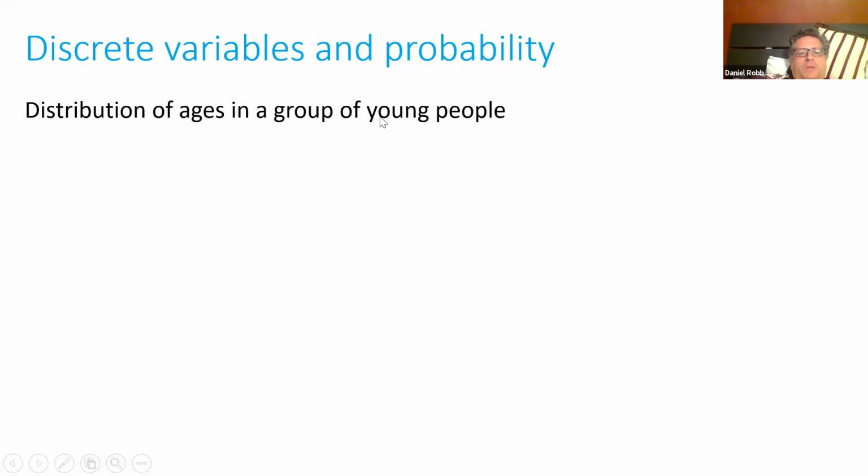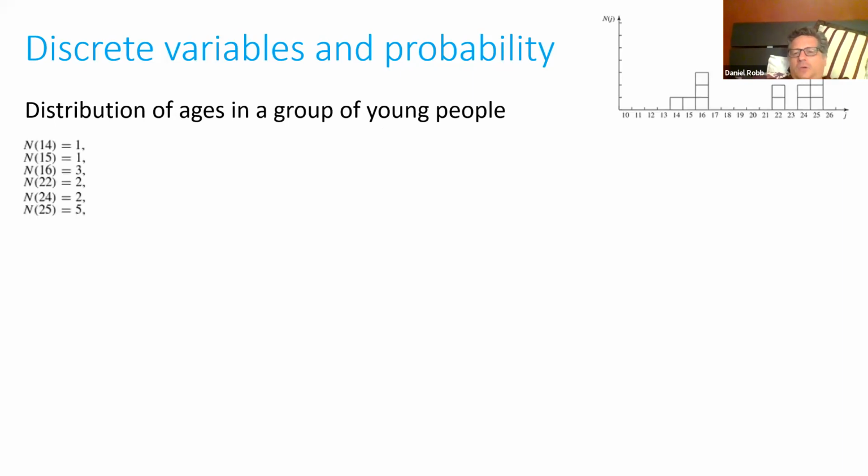So let's say we have a group of young people, like, you're a quantum mechanics class, for example. You guys are all young people. And of course, there's some younger people here. We don't have any 14-year-olds, but anyway, these are roughly your ages. So this is the distribution of ages in a group of young people. We have a 14-year-old, a 15-year-old, three 16-year-olds, two 22-year-olds, two 24-year-olds, and five 25-year-olds.